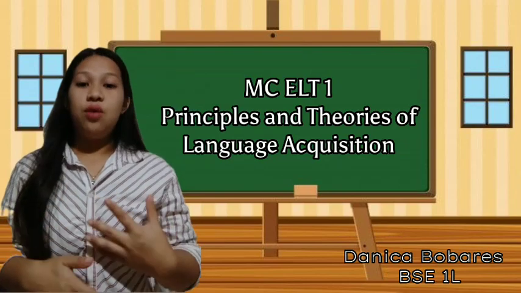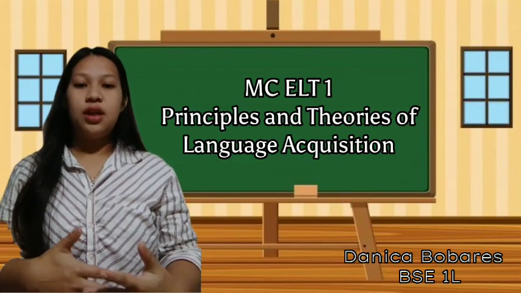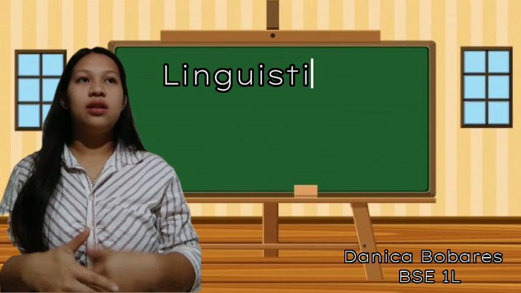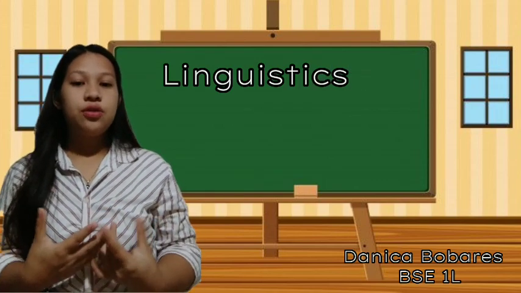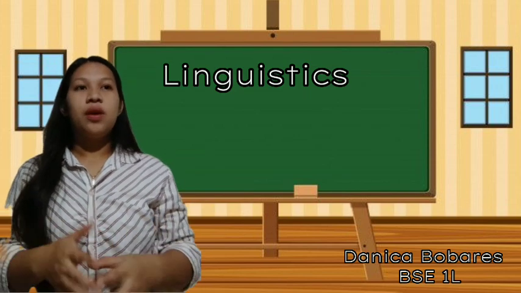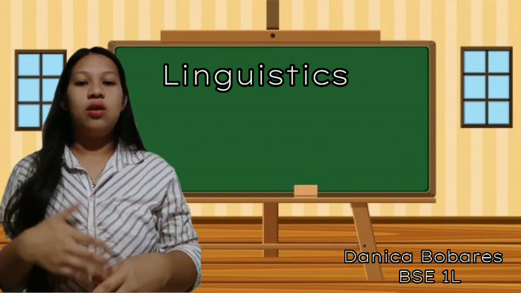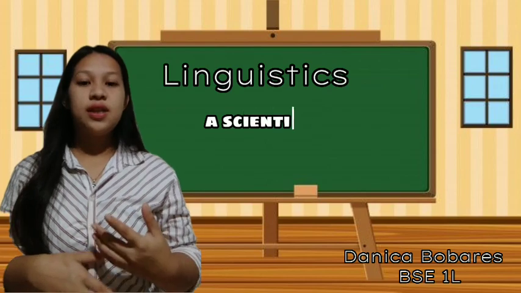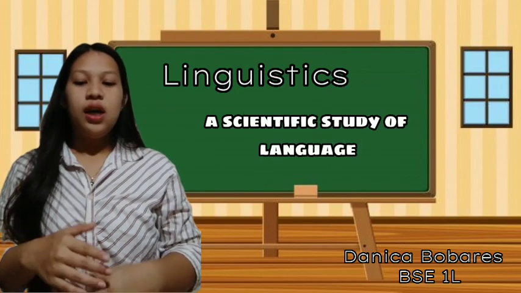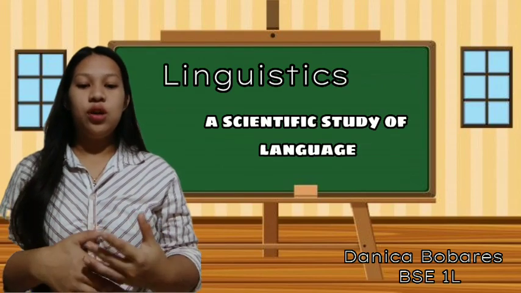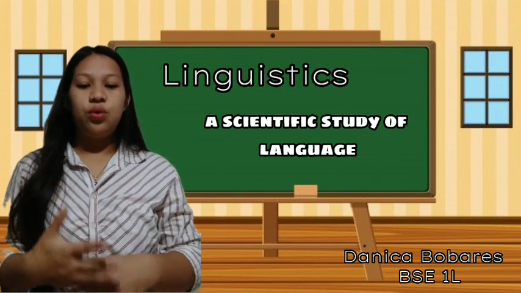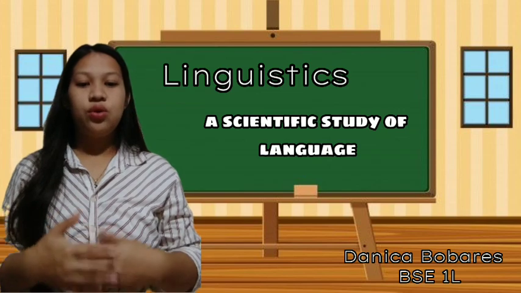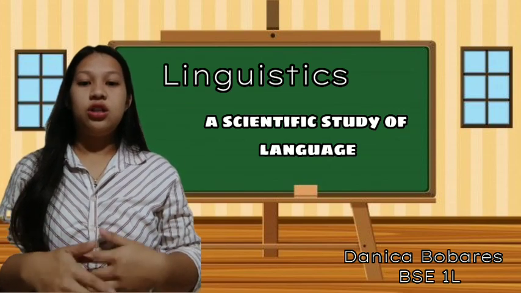And today we are going to learn about linguistics and one of its branches. But let us know first what is linguistics. Linguistics is also known as the scientific study of language. It is also the study of human language as the processes in the brain that allow us to communicate and how to use them with each other.